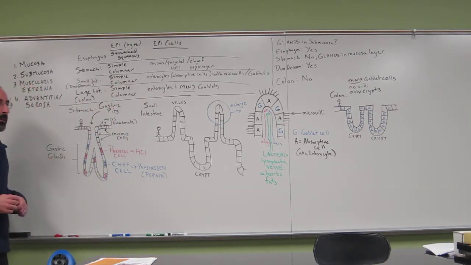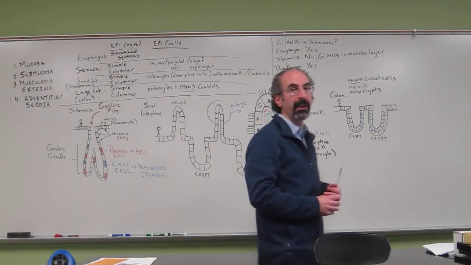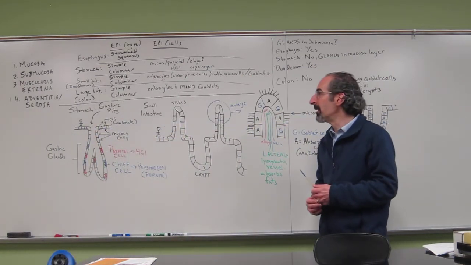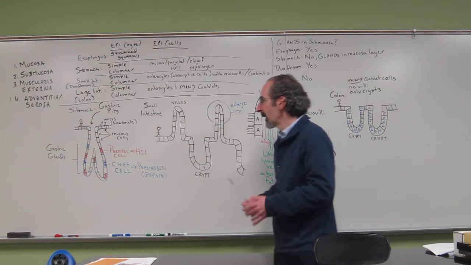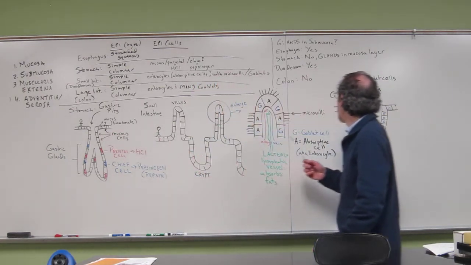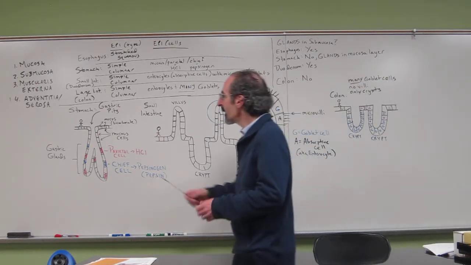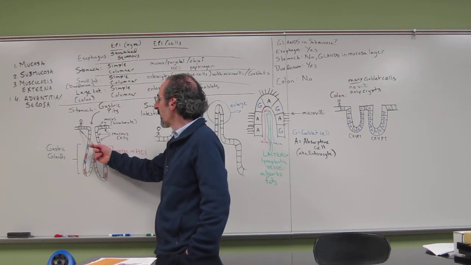Okay, and then this final part down here is to just give you an idea of sort of a cartoonish version of how the epithelial layer is going to be a little different as you move from one part of the GI tract to the other. Here I have an image of the stomach, the small intestine, and then the large intestine represented by the colon.